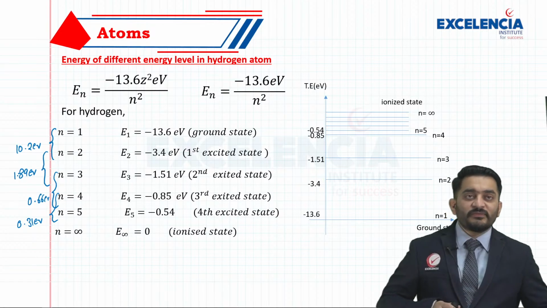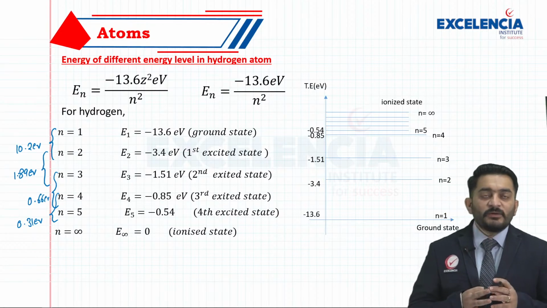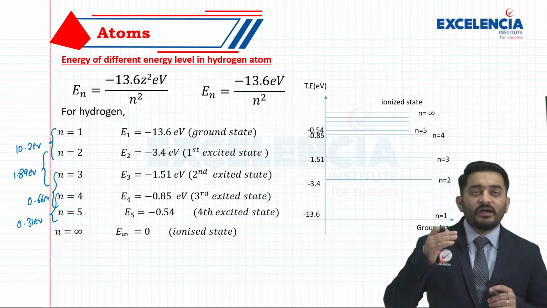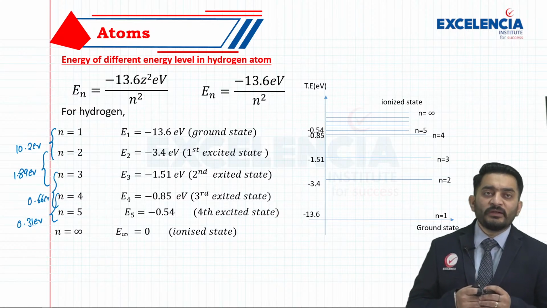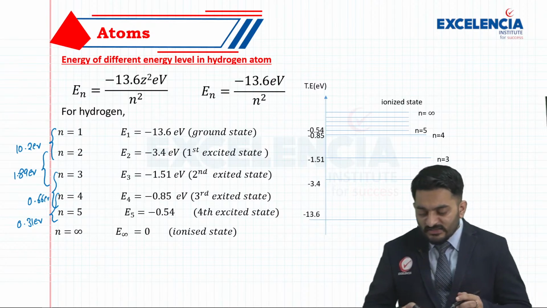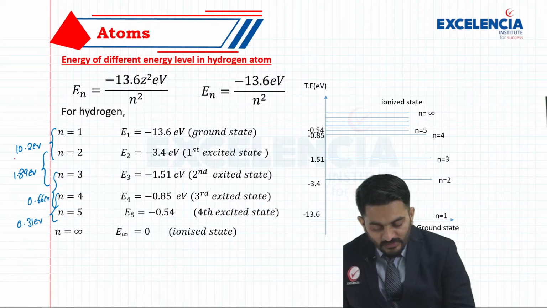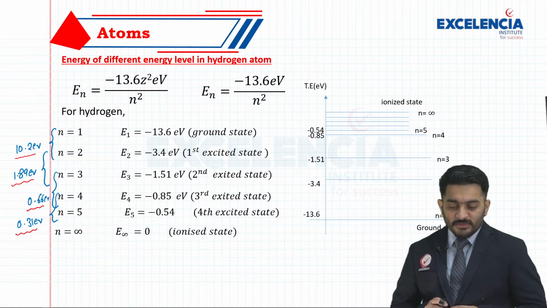So what you need to understand when you look at this energy level diagram of the hydrogen atom is that as you go far away from the nucleus, the gap between two energy levels decreases. Initially the energy difference is 10.2 electron volt, and that energy difference keeps on decreasing. That is also something quite noticeable here.